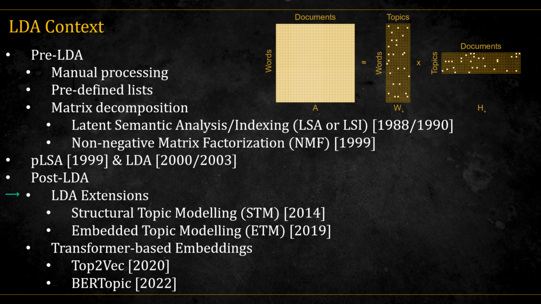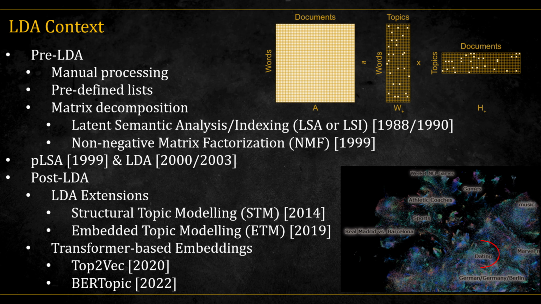LDA had some extensions built on its framework. STM incorporated document-level covariates into the topic model and allowed for a richer correlation structure between topics. ETM leveraged word embeddings to introduce semantic structure while preserving a probabilistic foundation. More recently, Transformer shifted the paradigm. Instead of modeling word counts directly, we can embed documents into a rich semantic space and cluster them there. Methods such as BERT-topic and top2vec follow this strategy. Embed documents, cluster the embeddings, and extract representative words for each cluster.